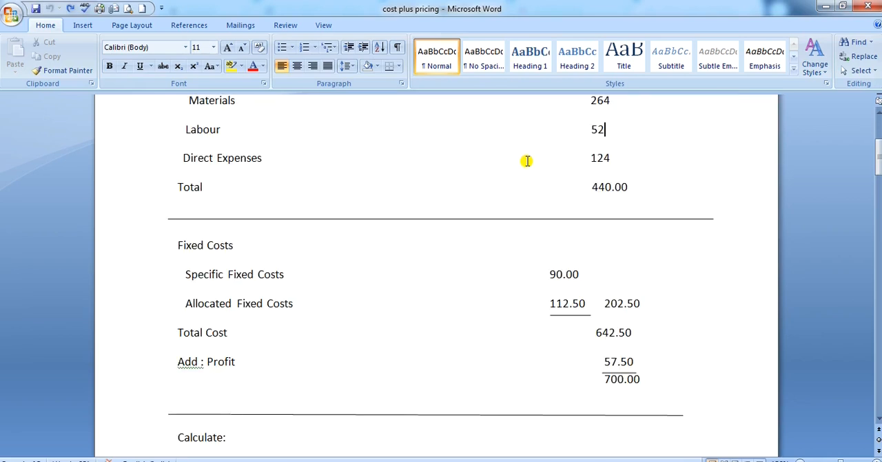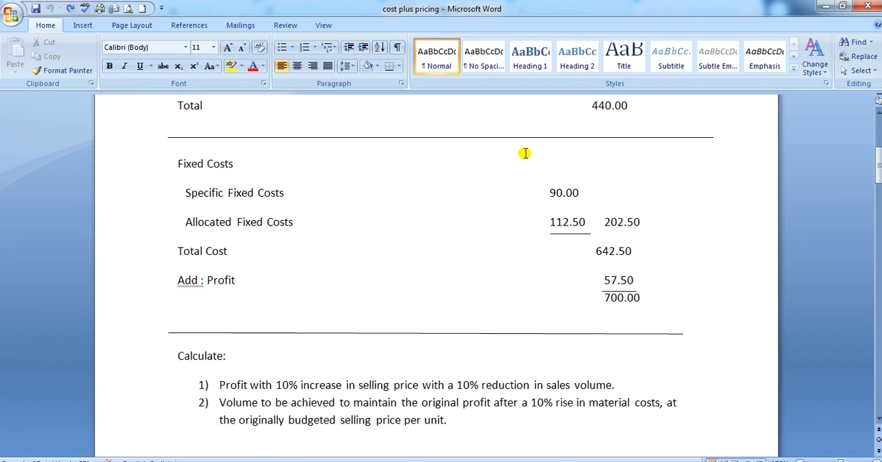These are the inputs we have been given in the problem, and we have to calculate profit with a 10% increase in selling price with a 10% reduction in the sales volume. And the second question would be the volume to be achieved to maintain the original profit after a 10% rise in the material cost at the originally budgeted selling price per unit.